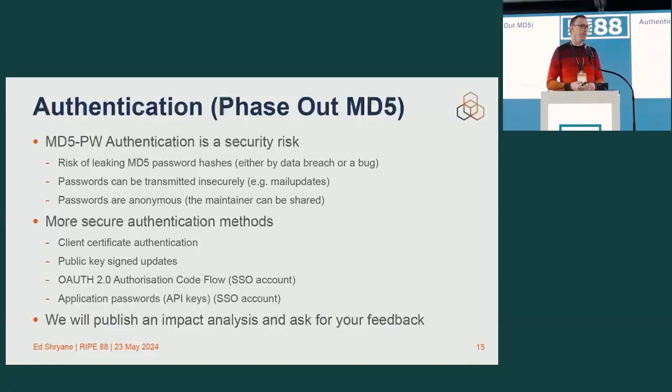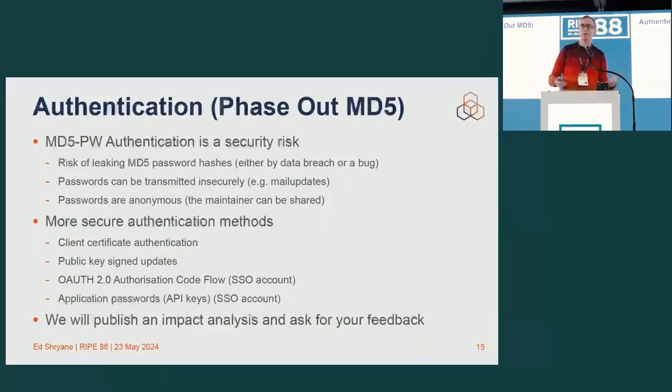Secondly, something that we'd like to suggest is to use API keys. This is something you can already do in the LIR portal, for example, but it's restricted to the LIR portal. We'd like to extend that to the RIPE database, and we feel it could be useful across all of the NCC services.